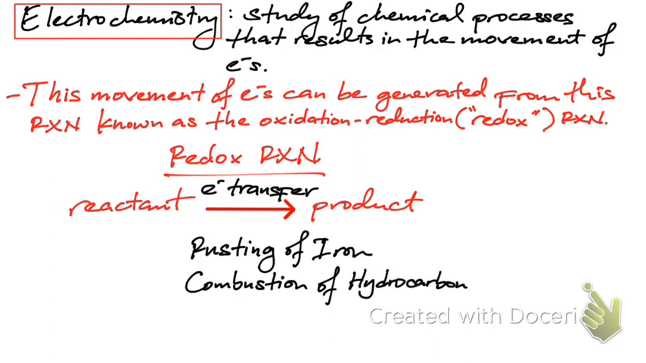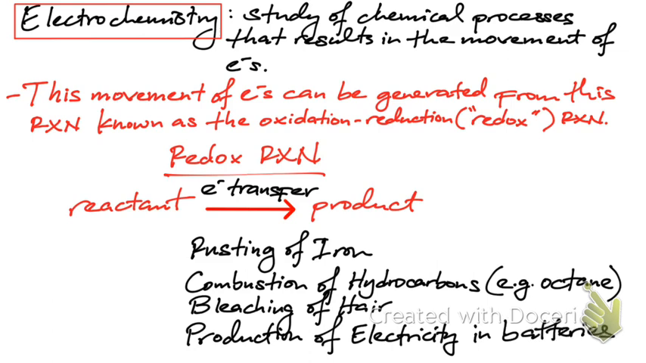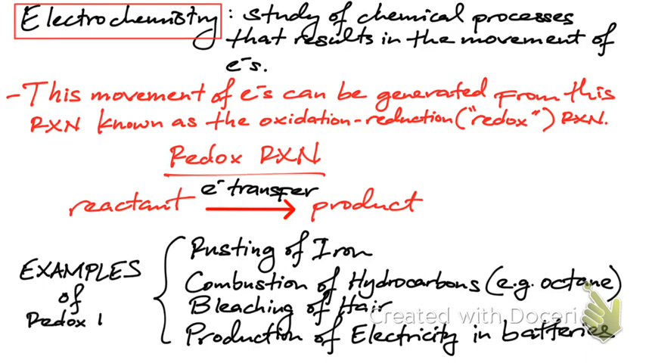Combustion of hydrocarbons would be another example of a redox reaction. For example, if you were to burn propane gas, butane gas, fuel, gasoline, and one of the main active ingredients of gasoline is octane. So it's an 8-carbon type of hydrocarbon. Bleaching of hair using hydrogen peroxide. There's also the production of electricity via redox reactions in batteries. So all of these are examples of redox reactions.